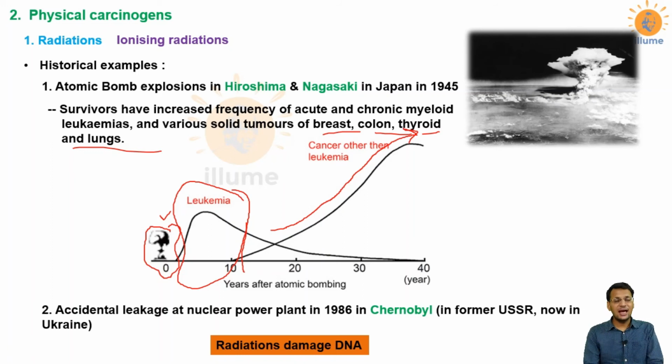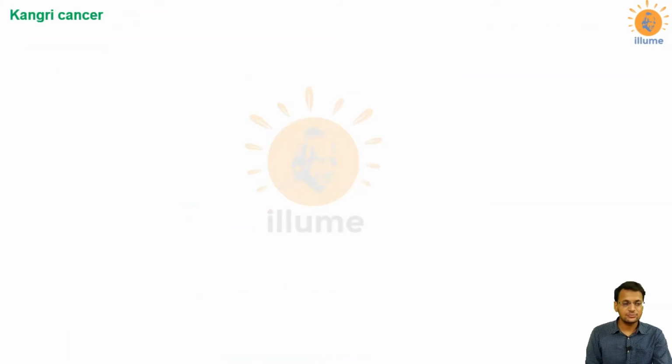And the last thing to summarize, and the main thing, is that radiations damage DNA. Any kind of radiation, ionizing or non-ionizing, has a direct effect on DNA, damages DNA, and that's how it leads to multiple mutations and multiple cancers.